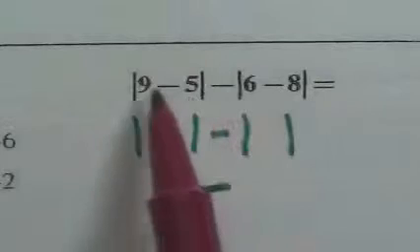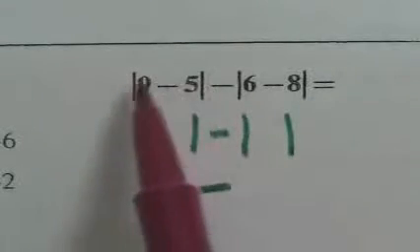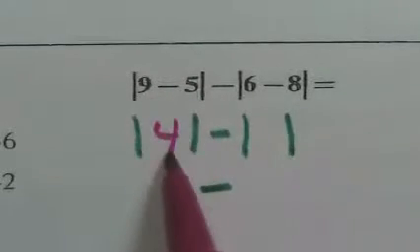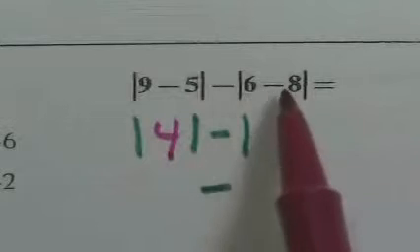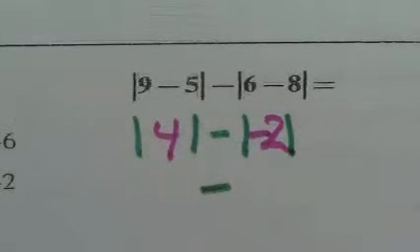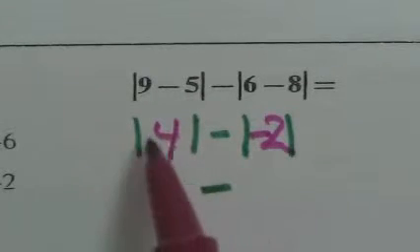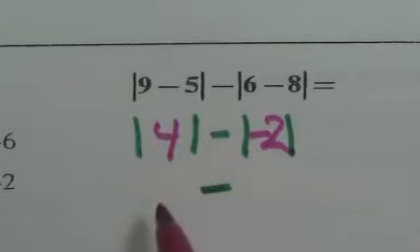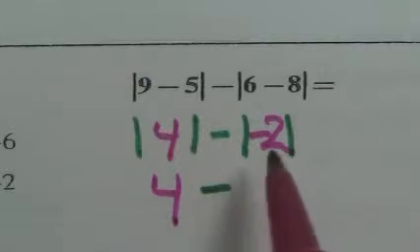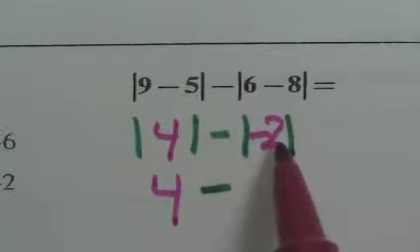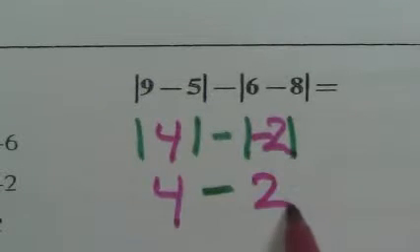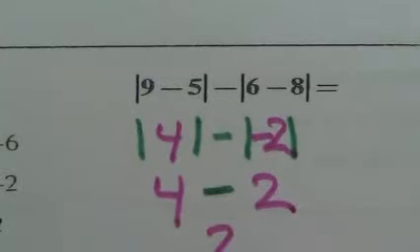Okay, remember this is the absolute value symbol, which is how far it is from 0. 9 minus 5 is 4, and 6 minus 8 is negative 2. Now, how far is 4 from 0 on the number line? It's 4 spaces. How far is negative 2 from 0 on the number line? It is 2 spaces. 4 minus 2 is 2.